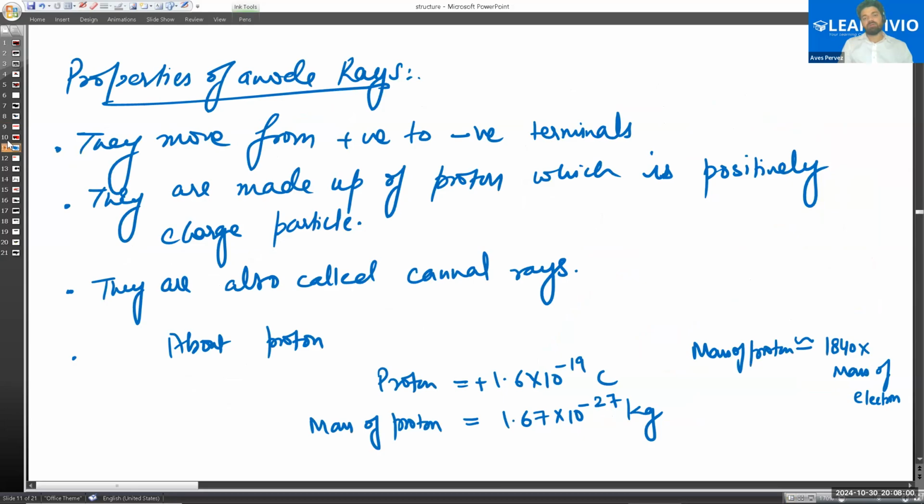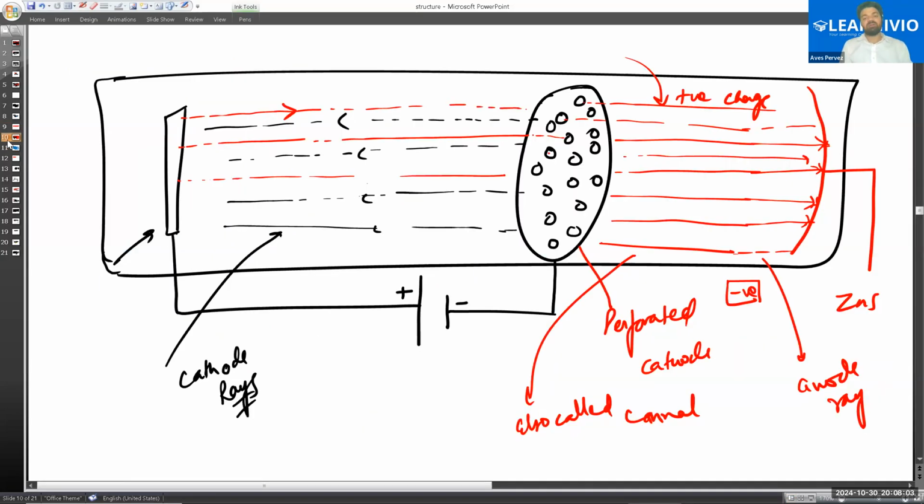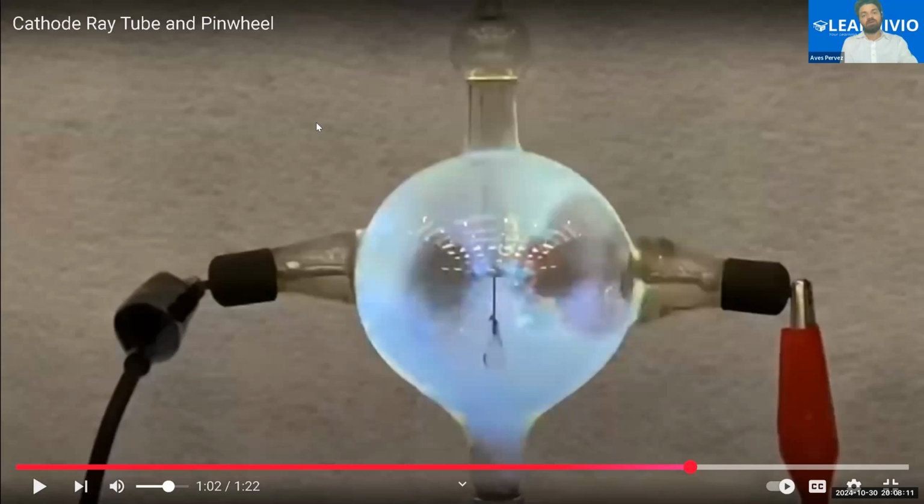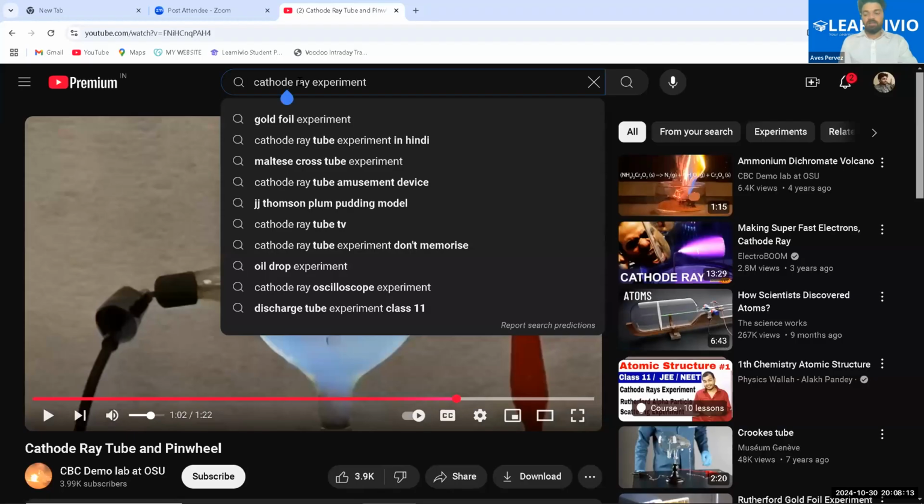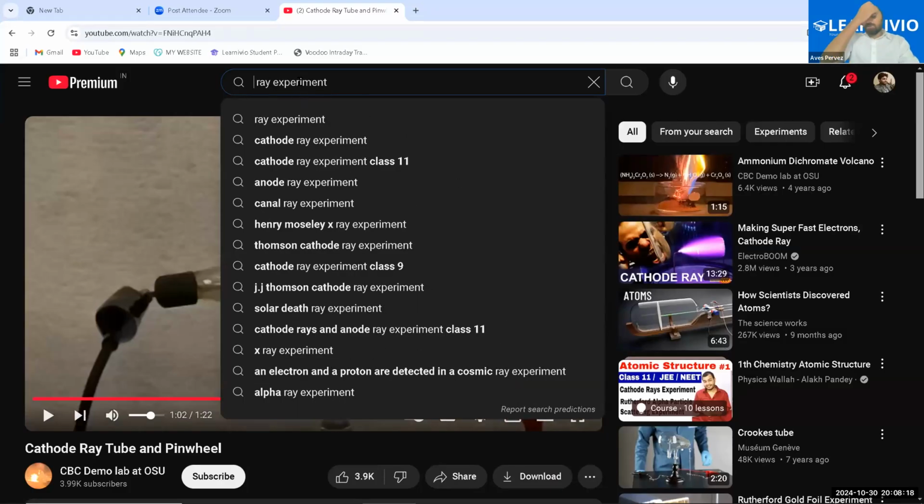Okay. Now, the same experiment was done for the anode rays also. When he decreases the pressure further in the tube, he noticed that not only the electrons are coming from the negative side, but also positive rays. Just let me explain to you first, anode rays.